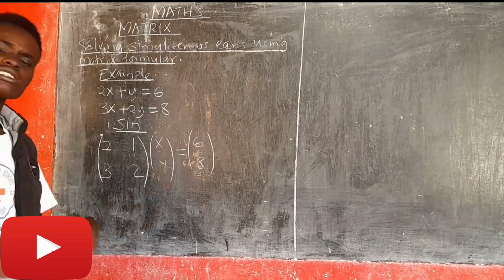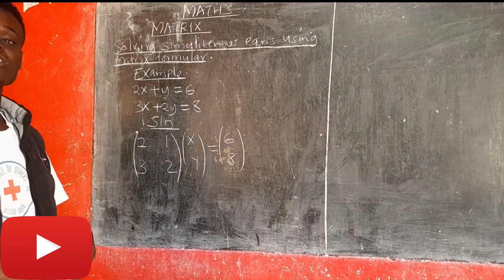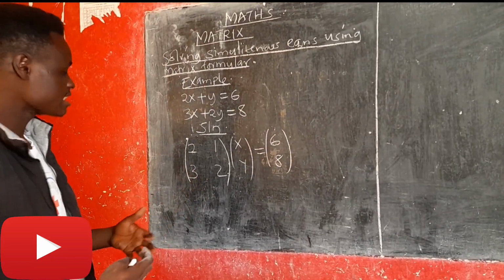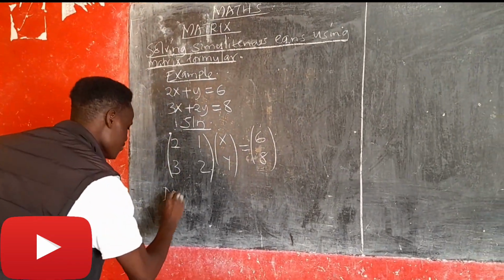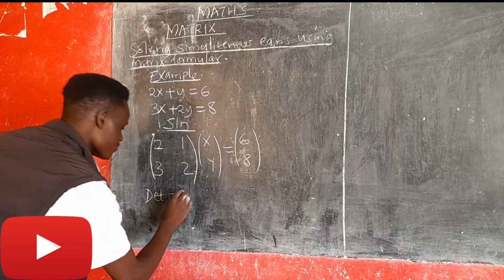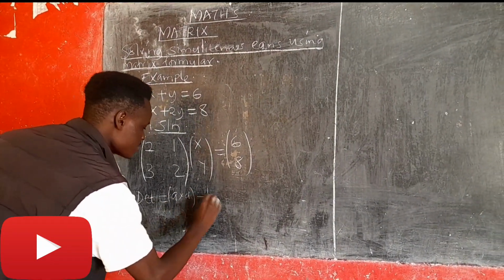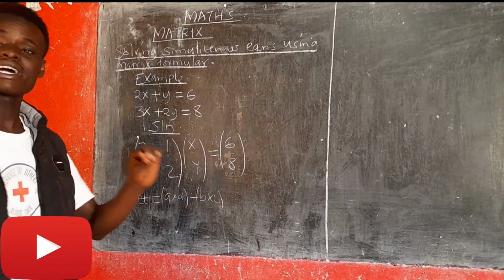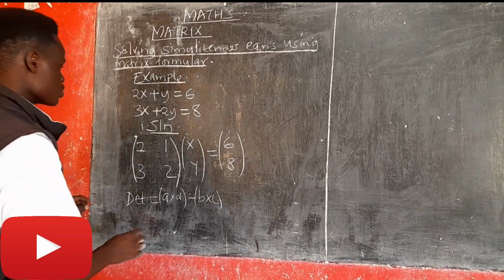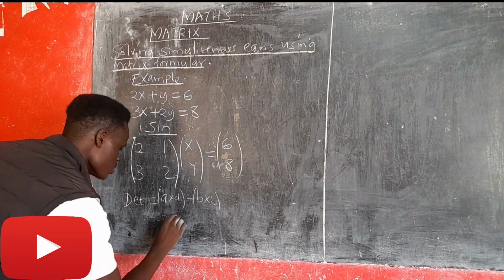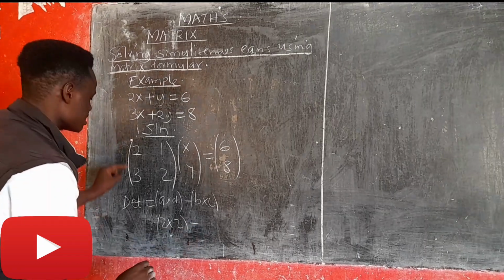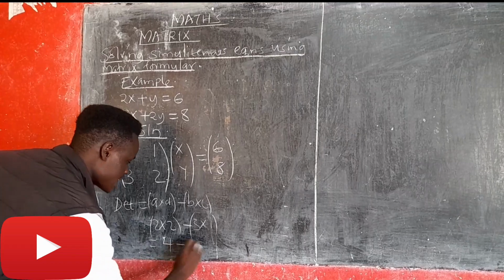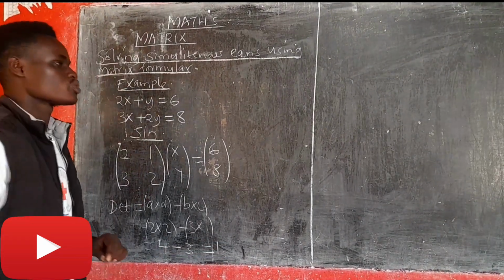From here, the second thing we are going to do is to get the determinant of this matrix, because we have found a matrix. So we must find the determinant. As I said earlier, the determinant is equal to A times D minus B times C, whereby AD is the main diagonal less the minor diagonal. So we are going to multiply 2 times 2 minus 3 times 1, whereby we are going to get 4 minus 3, and our determinant is going to be 1.